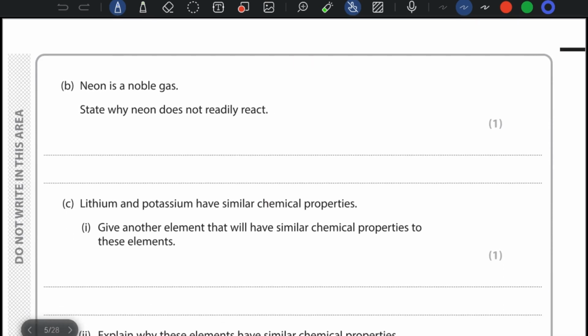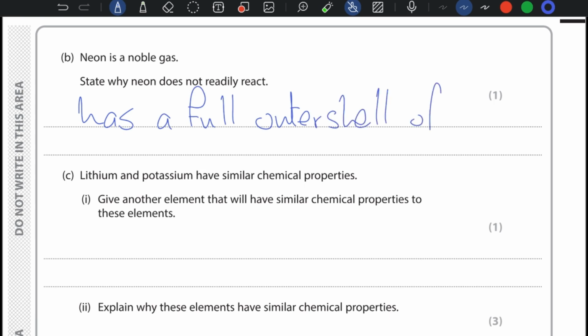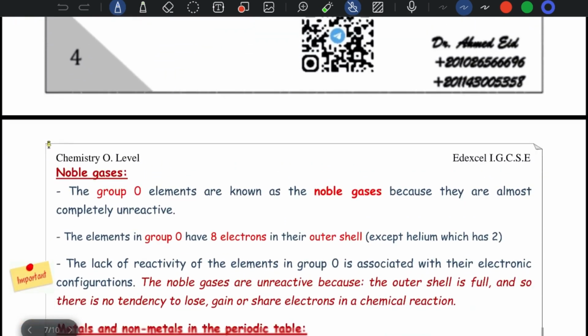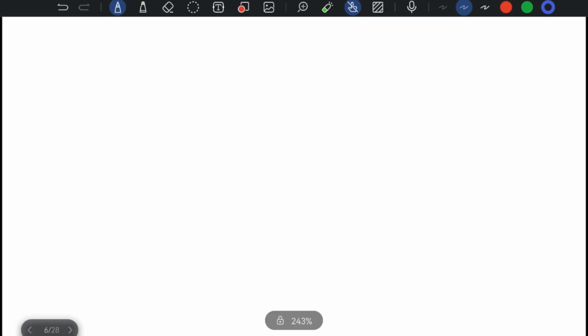Neon is a noble gas. State why neon does not readily react. Because it has a full outer shell of electrons. Let's check this from our notes. Noble gases, group 0. The reactivity of the elements in group 0 is associated with the electronic configuration. Noble gases are unreactive because the outer shell is full, so they have no tendency to lose, gain or even share electrons in a chemical reaction.